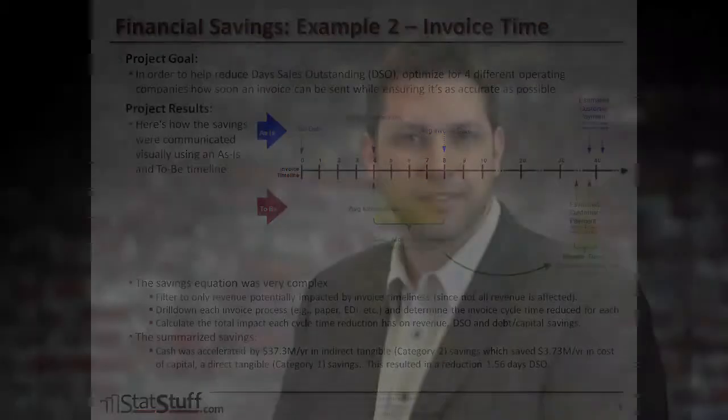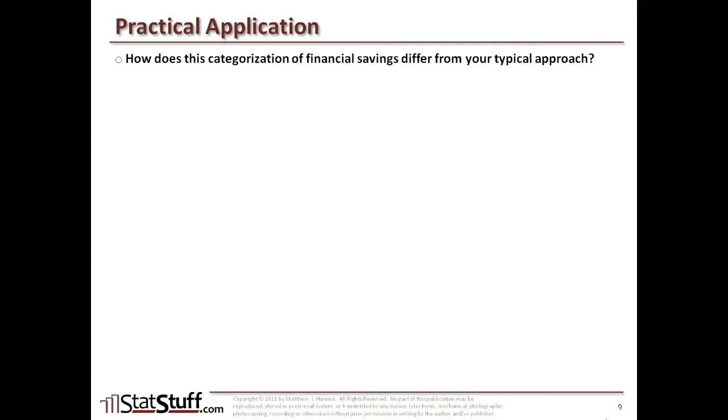All right, before we close this lesson, let's discuss how we can apply some of these concepts in a practical way. First of all, how does the categorization of financial savings that we discussed in this lesson differ from the typical approach you might be used to within your organization? And what do you think are the advantages or disadvantages of the method we described in this module?